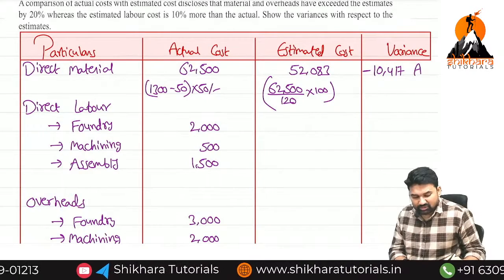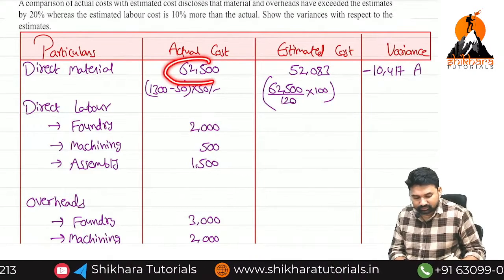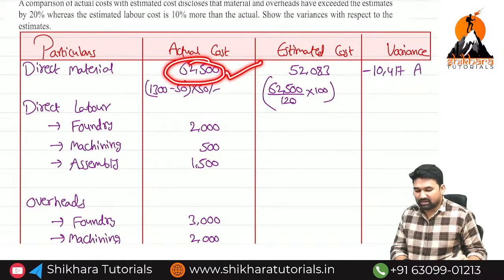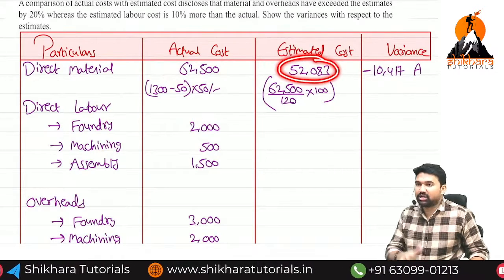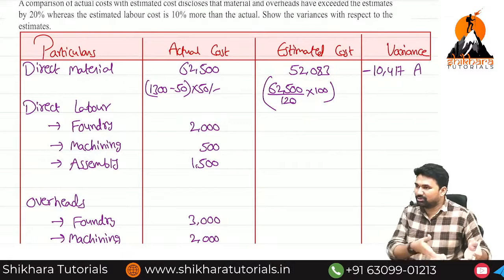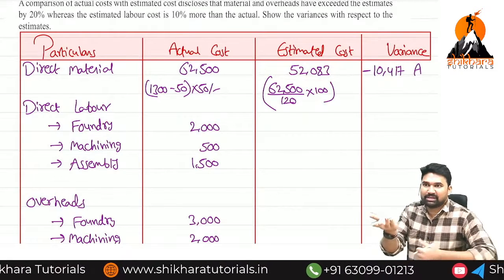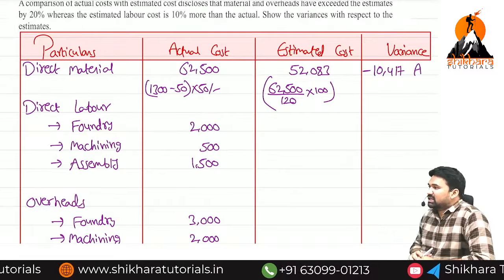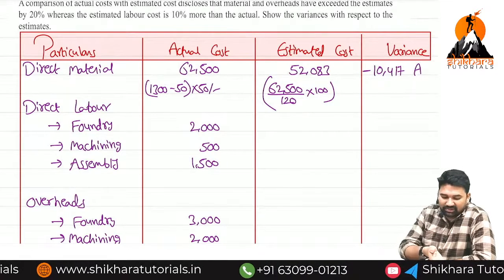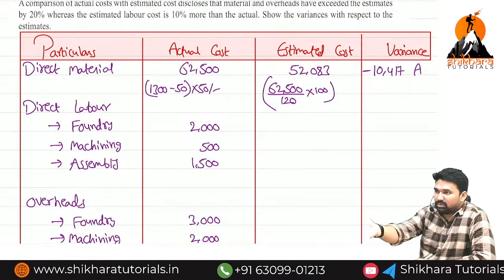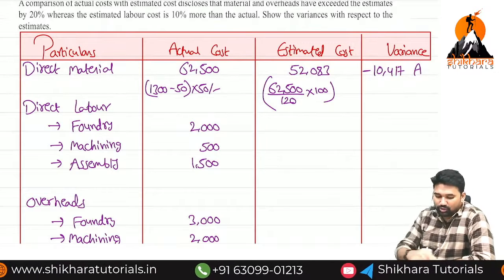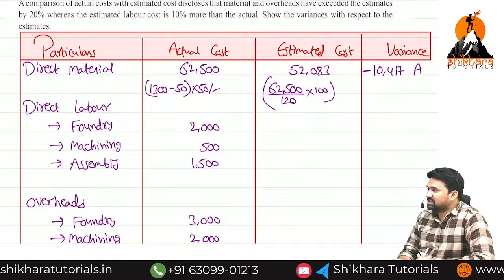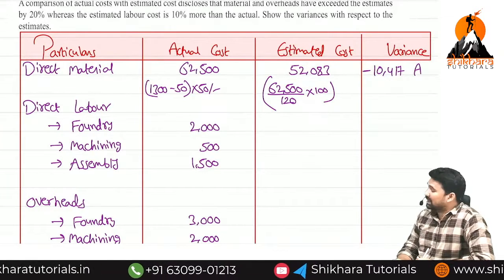What is your actual cost? 62,500. What is your estimated cost? You don't know. How to calculate? There is no information given in the problem as 52,083. Is the figure 52,083 given in the problem? No. You calculated it. How to calculate it? Listen, I'll tell.